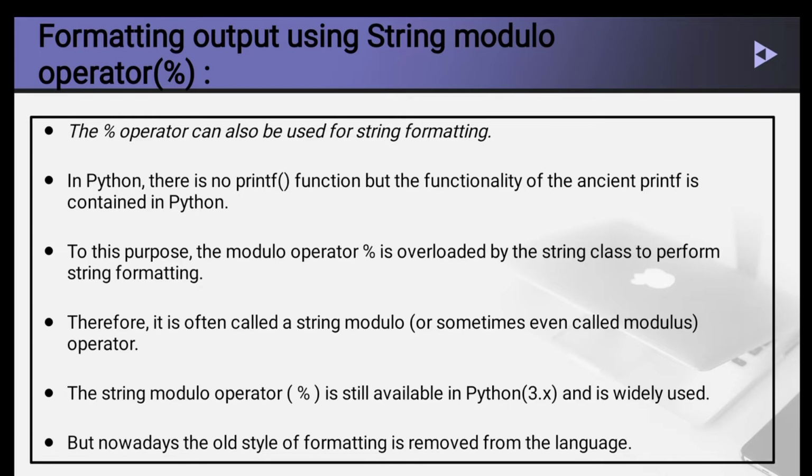So in Python, the modulus operator is overloaded. As we know, overloaded means adding features or overriding. In one context it can be used one way, in another context another way. See, percent is overloaded by the string class to perform string formatting. Therefore, it is often called the string modulo operator, or sometimes even the modulus operator. The string modulo operator is still available in Python 3.3 versions. See, we can still find this modulo operator in Python 3, and it is widely used, but nowadays the old style of formatting is being removed from the language.